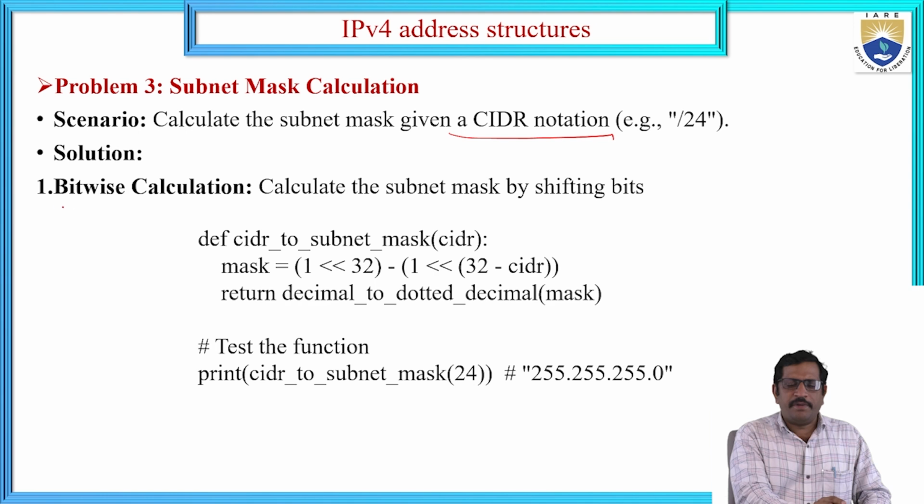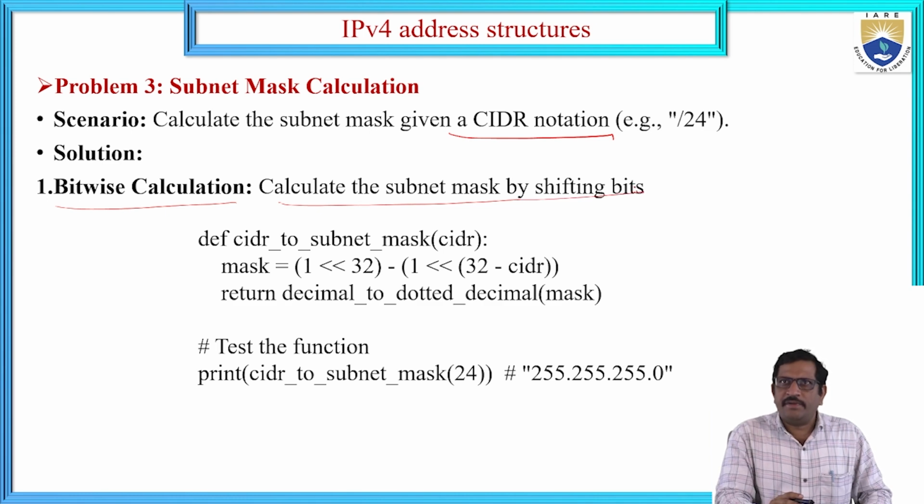The solution is bitwise calculations. In the bitwise calculation, we have to calculate the subnet mask by shifting the bits, moving the bits from right to left or left to right. Here, bitwise calculations can be done by moving the bits. And def CIDR to subnet mask, that is CIDR.